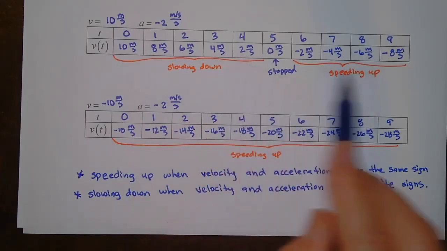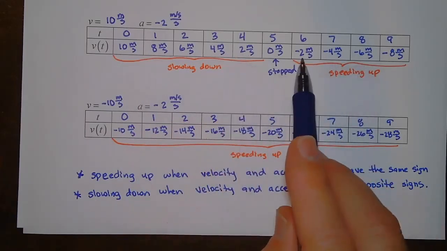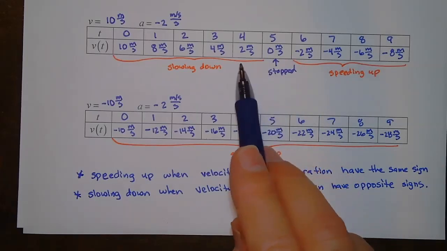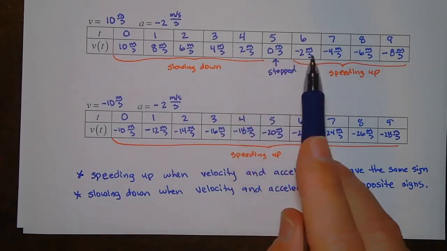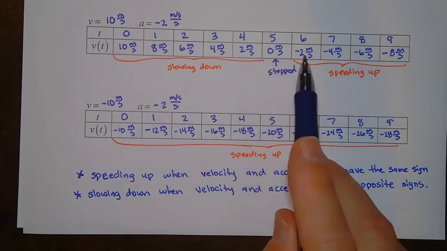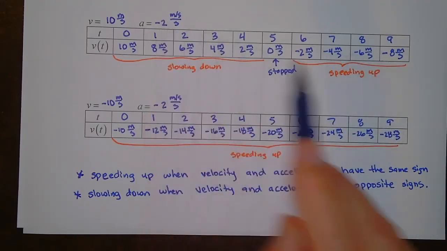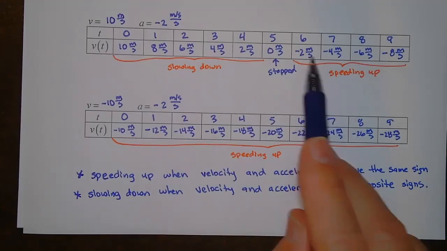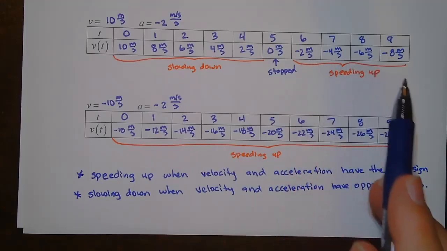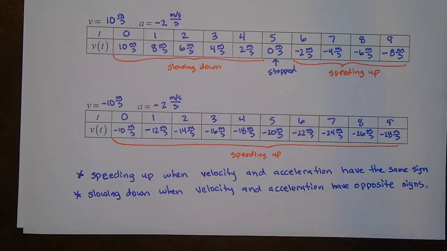Now, why are we speeding up over here again? It's because all of a sudden we've run out of positive velocity and now we have negative velocity. And now over here, all these velocities are negative and our acceleration is negative. So now all of a sudden they become the same sign and it starts speeding up. All right.